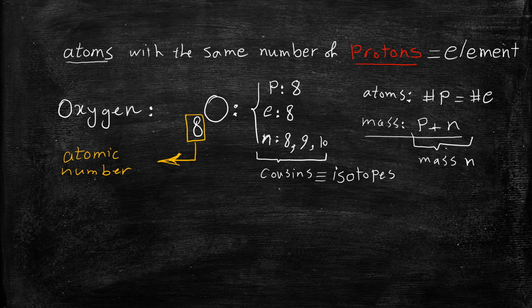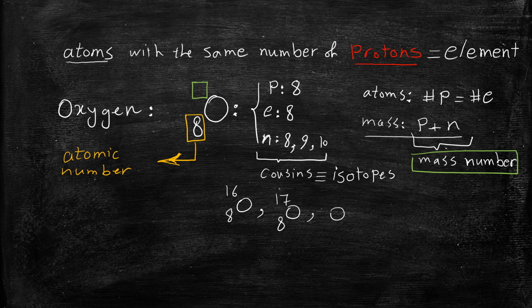And we show the mass number on the left top side of the symbol of the element. So oxygen has 3 cousins, or 3 isotopes. Oxygen, atomic number 8, mass number 8 plus 8, 16. Or oxygen, atomic number 8, and 8 plus 9, 17. Or oxygen, atomic number 8, mass number 10 plus 8, 18. These are the 3 isotopes of oxygen.